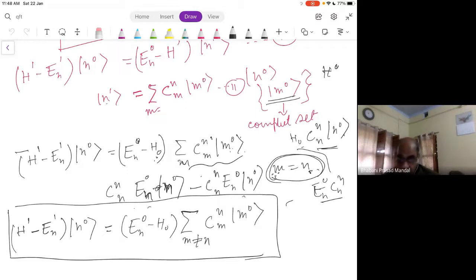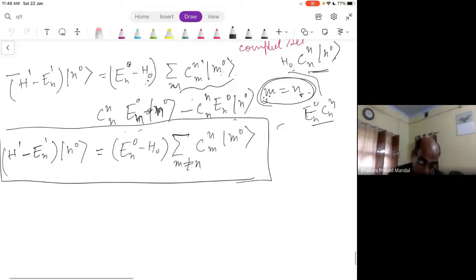Putting in 11. Okay, so now we have this equation. H prime n prime n0 equal to, it's fine. This is fine. Now I can calculate this right hand side.